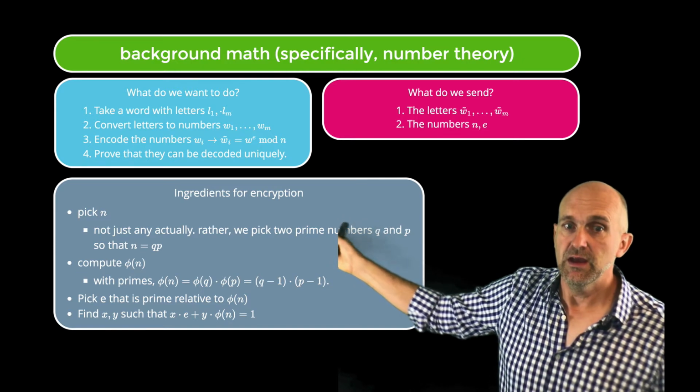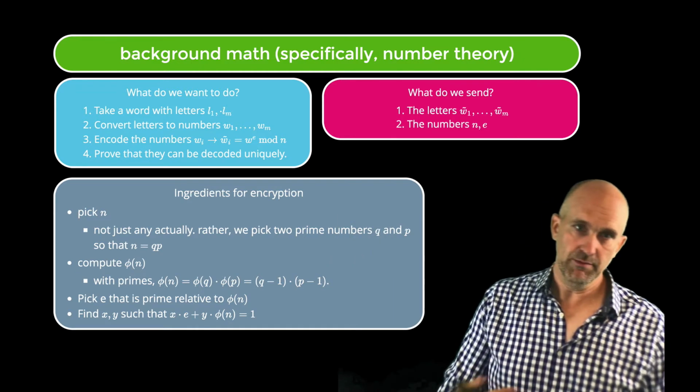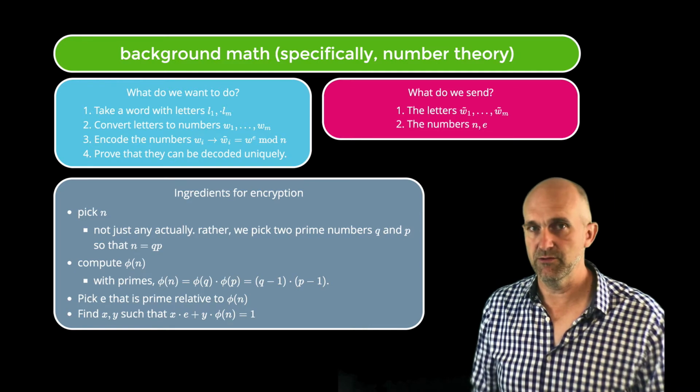That's important. And then we also send the number e, which is some number that we picked, right? It's prime relative to our phi function. Okay.